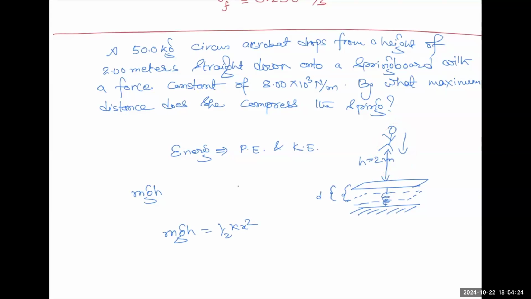So now, what is my mass? My mass here is 50 kilograms times 9.80 meters per second squared times 2.00 meters equals half times 8.00 times 10 to the power 3 newtons per meter times x squared. And then I just did all the math, left x squared by itself, and moved everything around to solve for x squared.